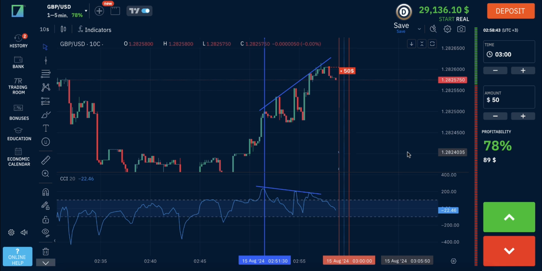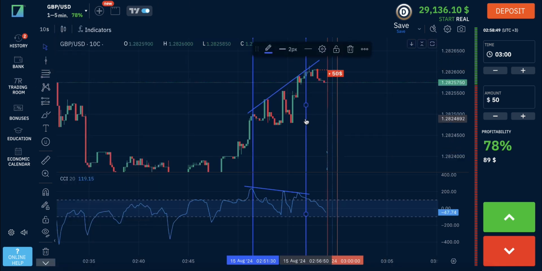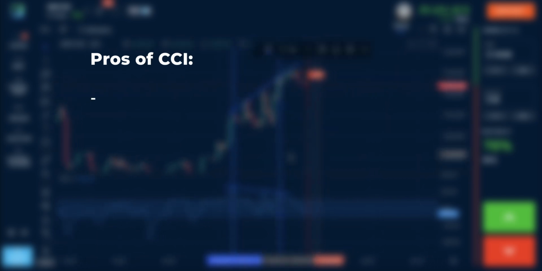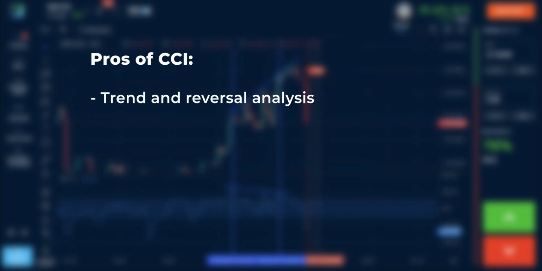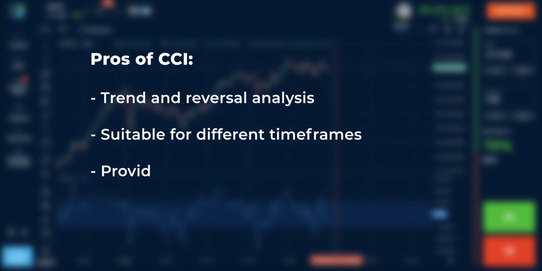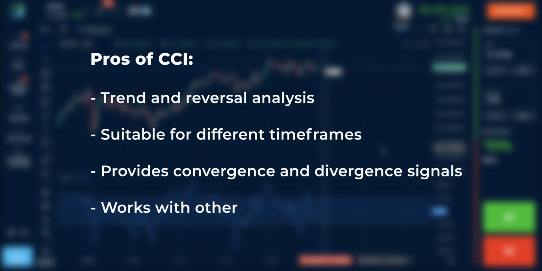Let's summarize. The CCI is a classic indicator for technical analysis in both commodity and financial markets. The advantages of the indicator are, it's good for analyzing trends and identifying reversal points. It can be used on different time frames, from minute charts to daily charts. It helps identify divergence and convergence signals, which indicate trend reversals. CCI also works well with other indicators.